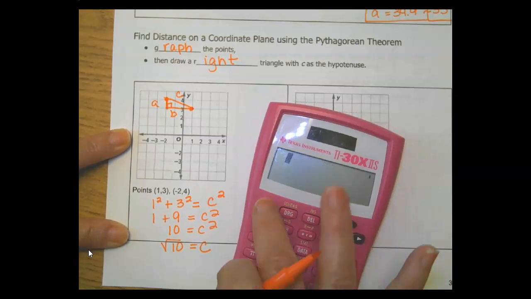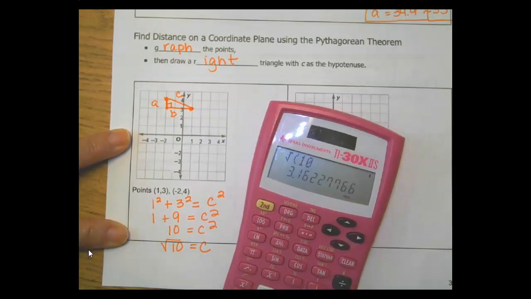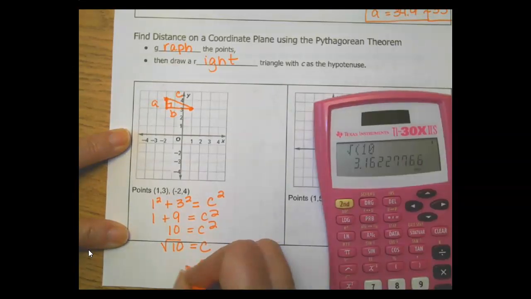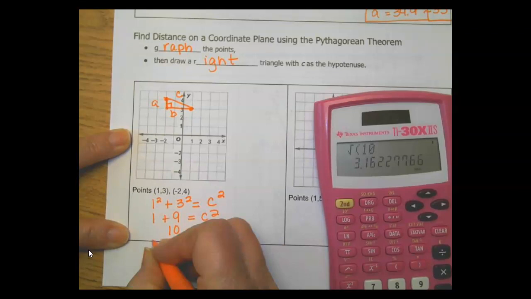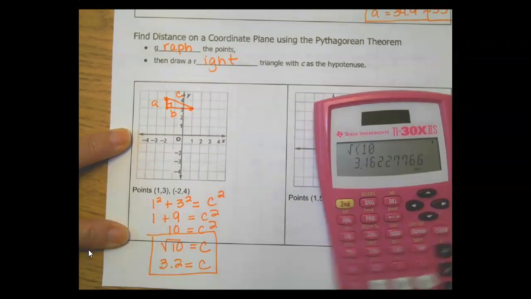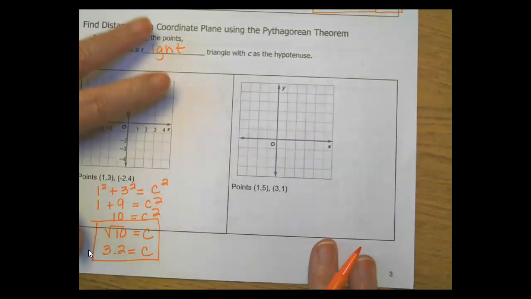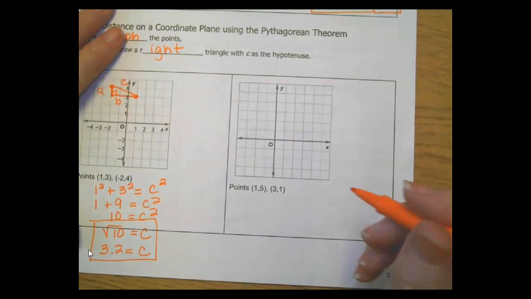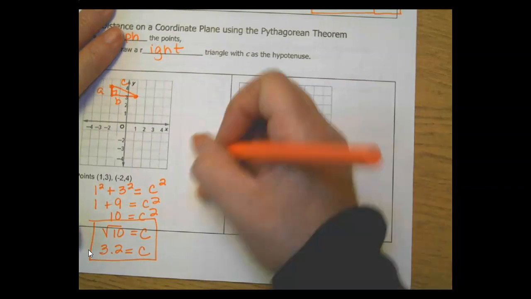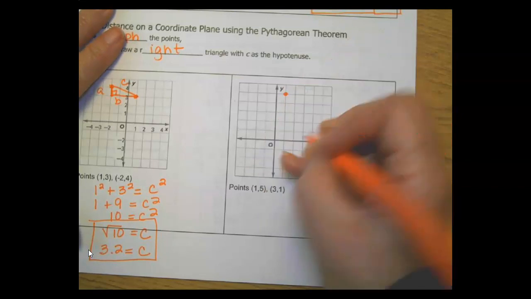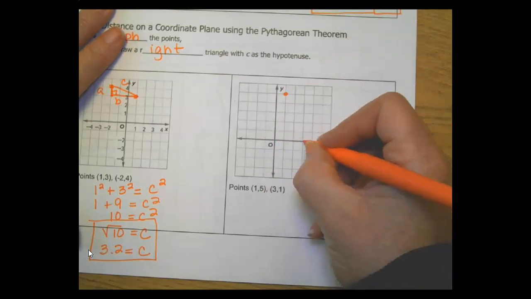3.2. And we're just going to leave it like either one of those answers. This one is more exact. This one is rounded. Let's try this again. You will have to do this on today's lesson, so just FYI. Okay, so 1, 5. 1, 1, 2, 3, 4, 5. 3, 1. 1, 2, 3, 1.